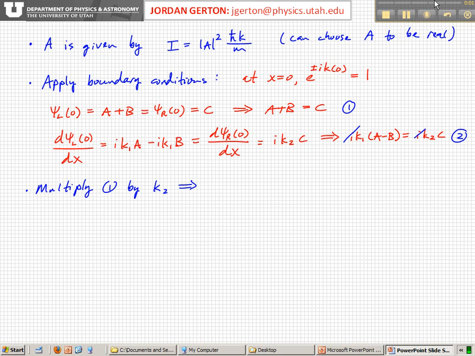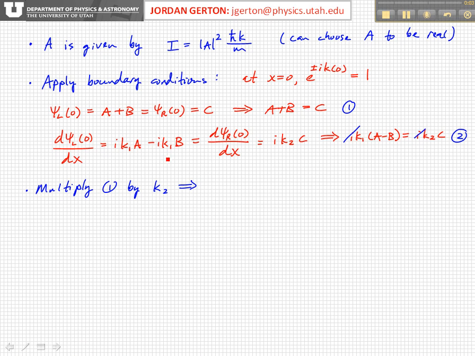So we have these two equations now. A plus B is equal to C. I'm going to call that equation 1. And I times K1 times quantity A minus B is equal to I times K2 C. So I'm going to cancel the I's, and we're going to call that equation 2.